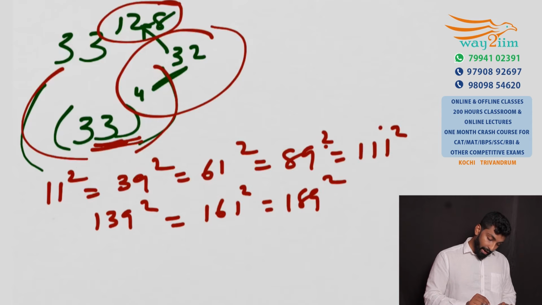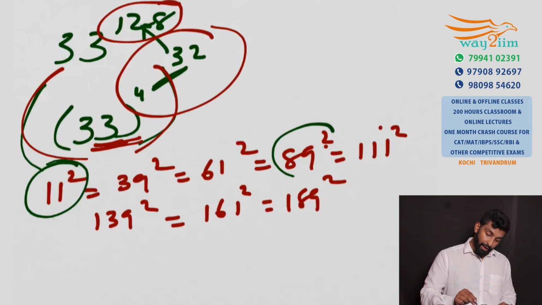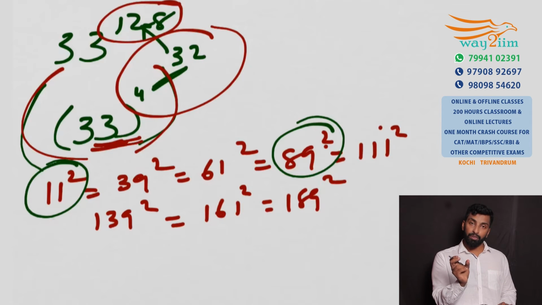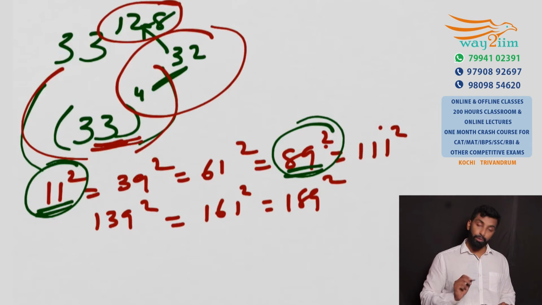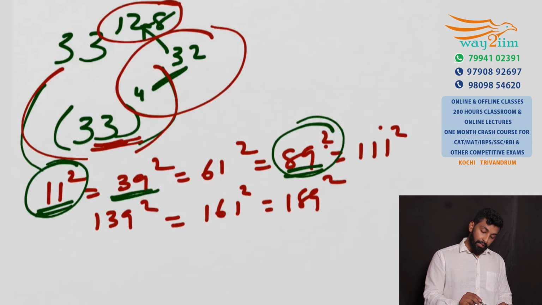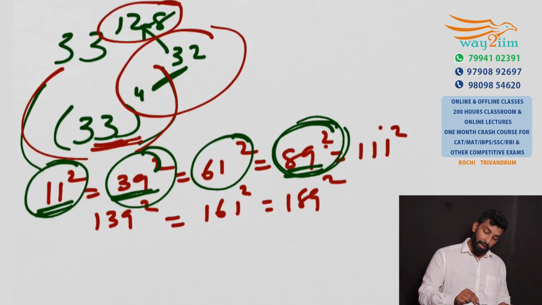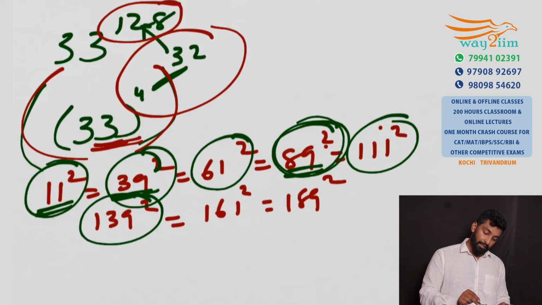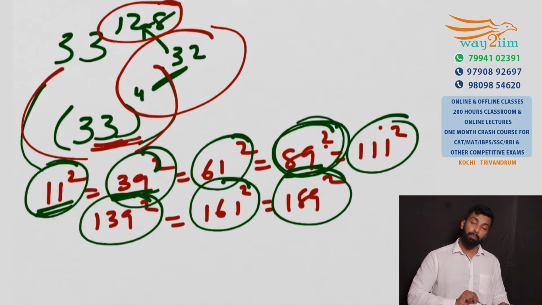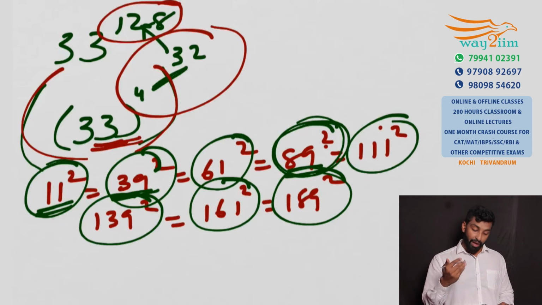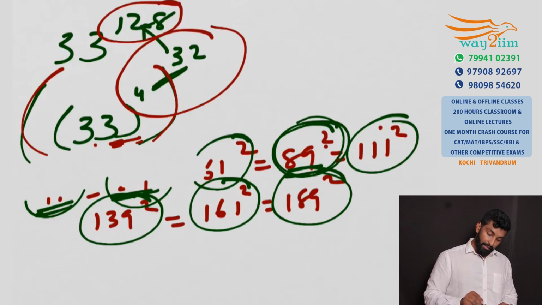If you need to find the last two digits of 89 square, how much is the difference from 100? 11. So you can understand that the last two digits of 89 square will be equal to the last two digits of 11 square. I am not saying 89 square is equal to 11 square. Similarly, this is 50 minus 11, this is 50 plus 11, this is 100 minus 11, 100 plus 11, 150 minus 11, 150 plus 11, 200 minus 11, 200 plus 11, right? So every multiple of 50 plus or minus 11.